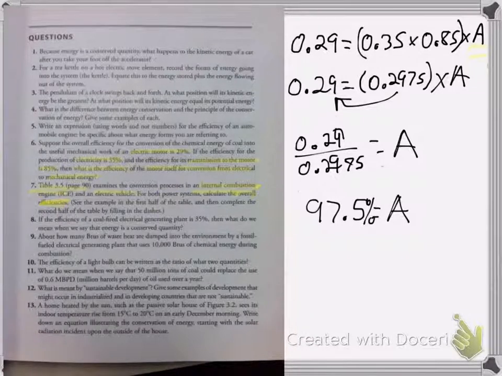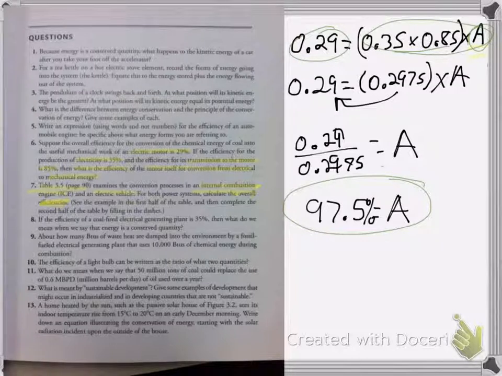And if I was to stick my answer for A into my original equation up here, if I was to put my 97.5, or 0.975, into my problem, and I multiply the three numbers together, it should equal my 0.29. And so that's how I know I got my answer correct. And so this is question 6, and now we're going to take a look at question 7.